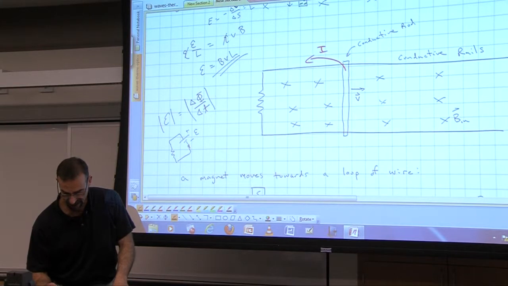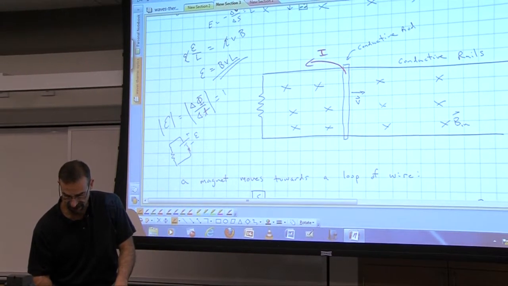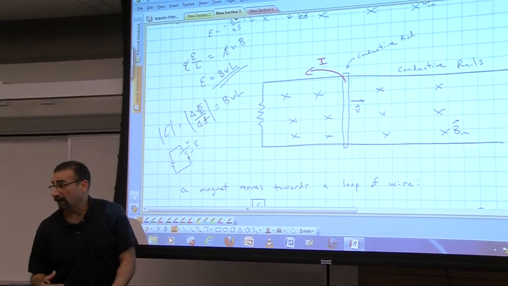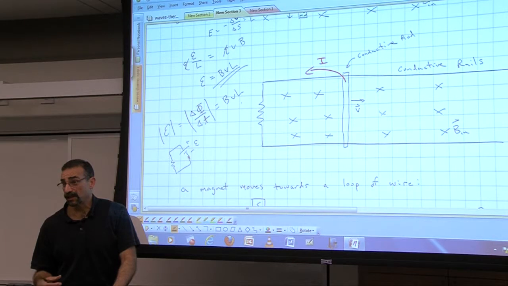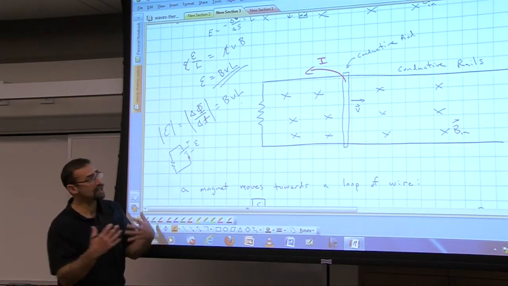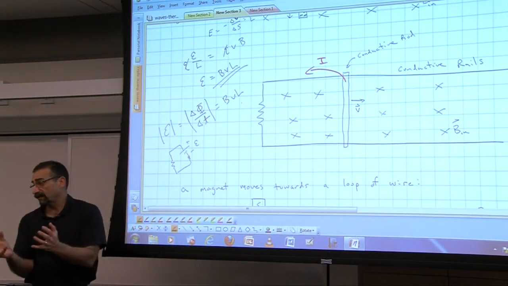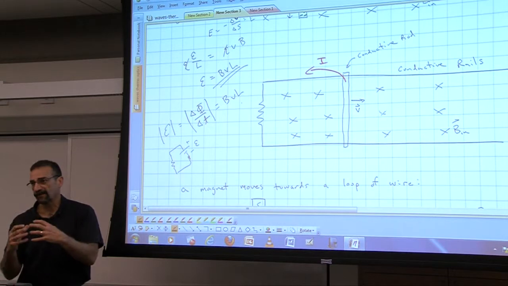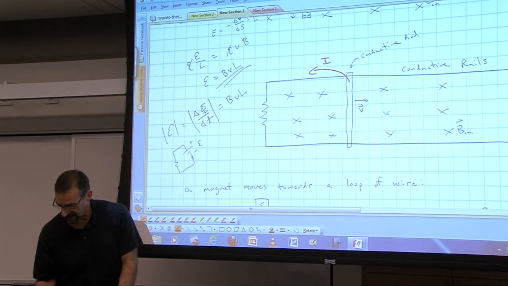And what did we get the other day when we used Faraday's law for this exact same case? We got BVL for the EMF generated in this loop by the change in flux. So two different ways of looking at the same problem, and they give us the same result, right? You can look at this a number of different ways and get the same result. That's the point I'm trying to make here. All right?